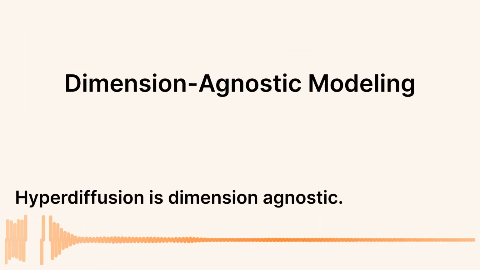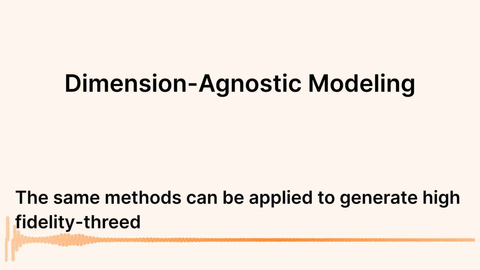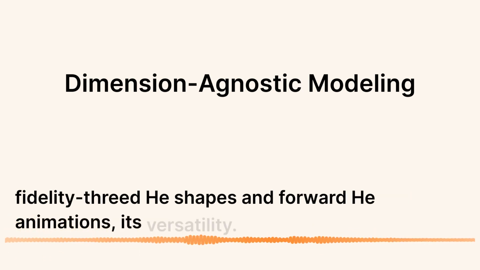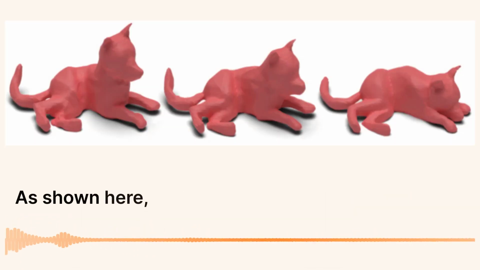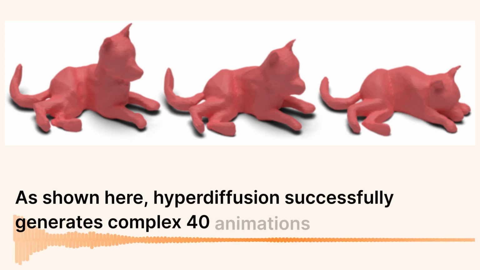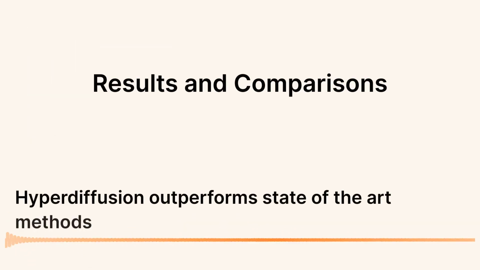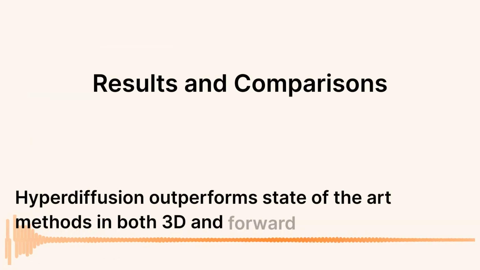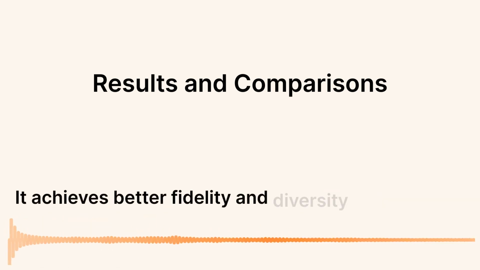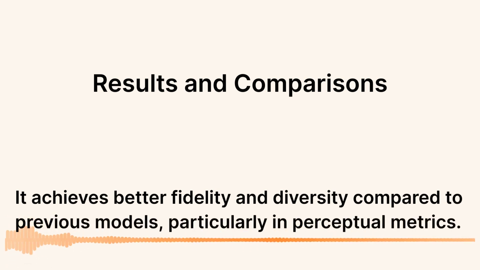HyperDiffusion is dimension agnostic. The same methods can be applied to generate high-fidelity 3D shapes and 4D animations, demonstrating its versatility. As shown here, HyperDiffusion successfully generates complex 4D animations as well. HyperDiffusion outperforms state-of-the-art methods in both 3D and 4D shape generation. It achieves better fidelity and diversity compared to previous models, particularly in perceptual metrics.